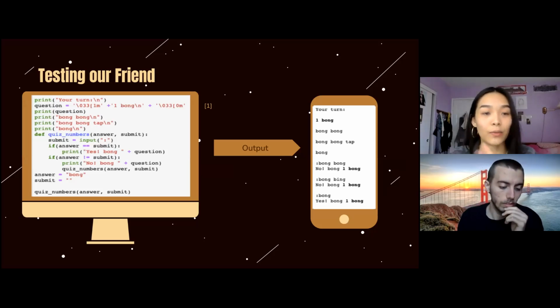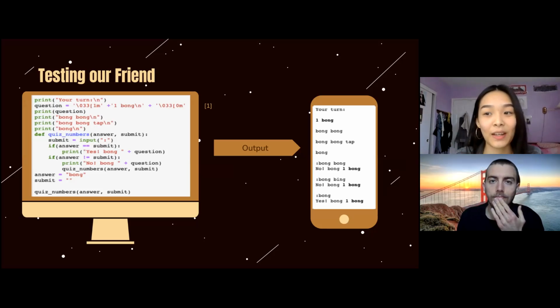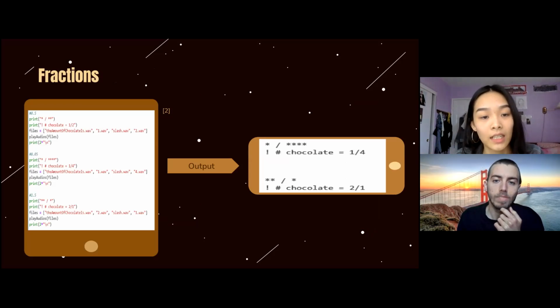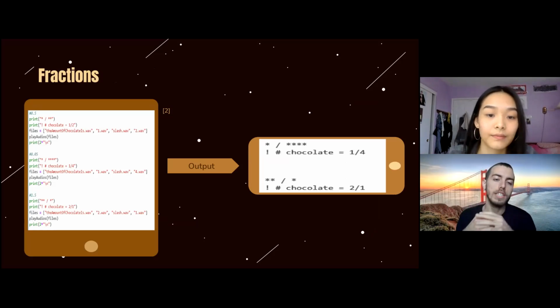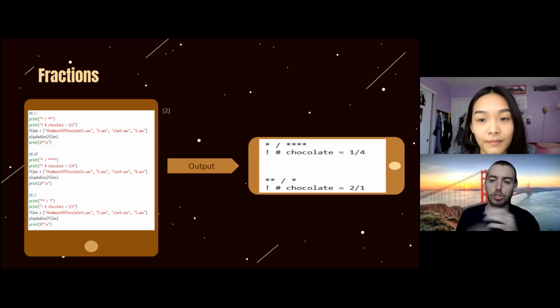And lastly, to find out whether or not our friend understands this concept, we tested them. And if they don't get the answer right, the prompt repeats until they have the right answer. Now, from that, we can teach the alien basic integers. However, another type of number is incredibly useful, and that is the fraction.